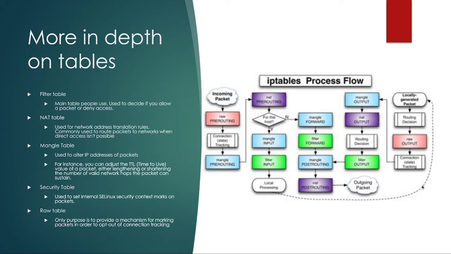Okay, a little bit more in depth for the tables. So each of the places that the packet can come into our network might have different sets of tables. The main table that you're going to be working with is the filter table. However, it is worth knowing that there are other tables out there. It's just that we mostly end up working with the filter table.